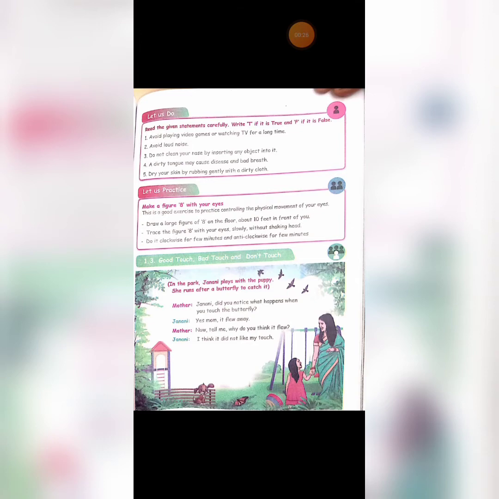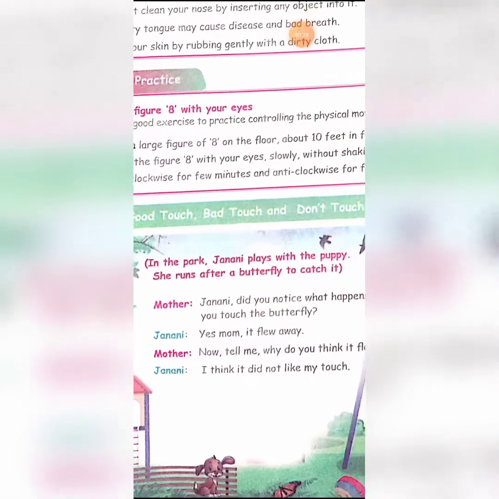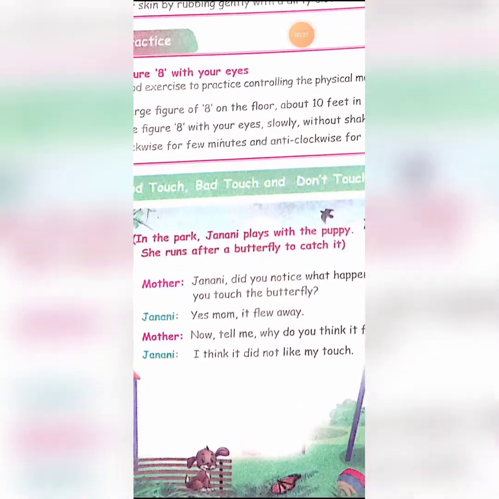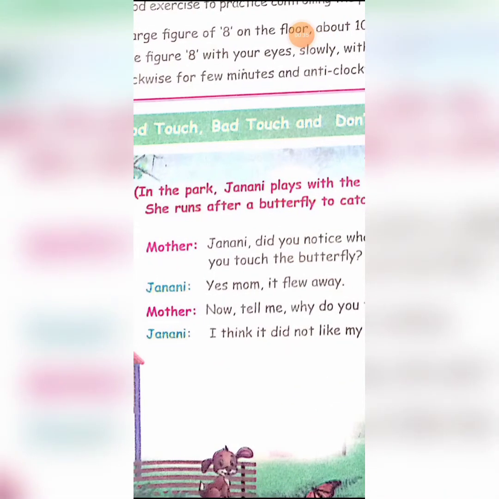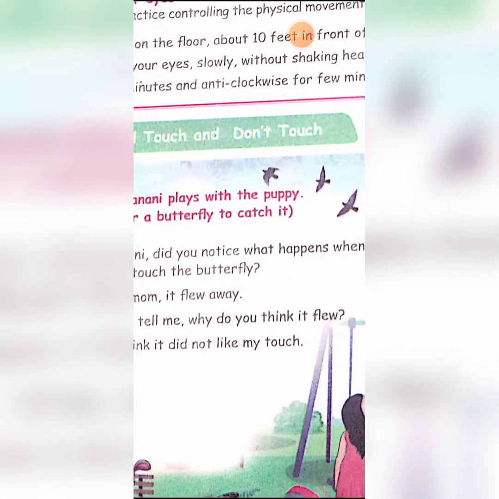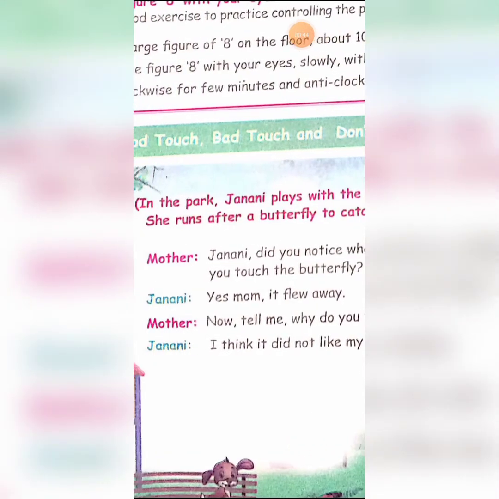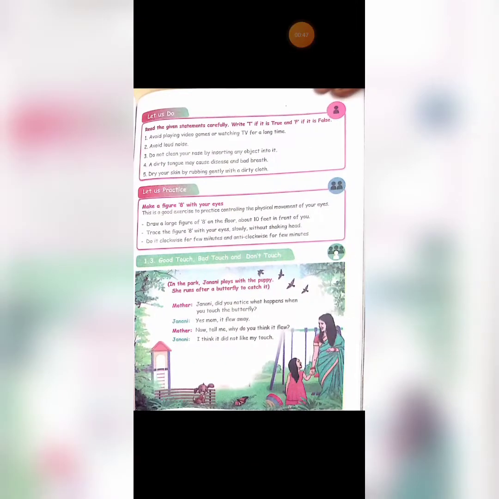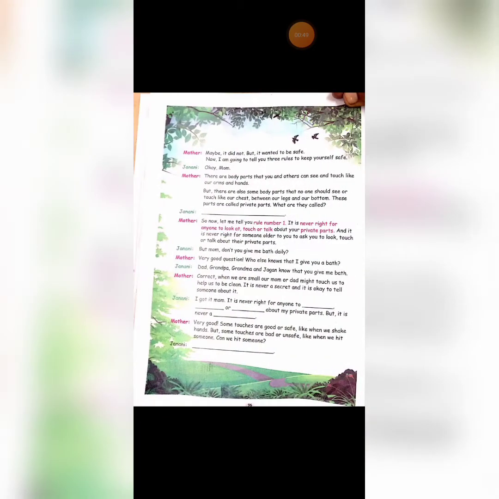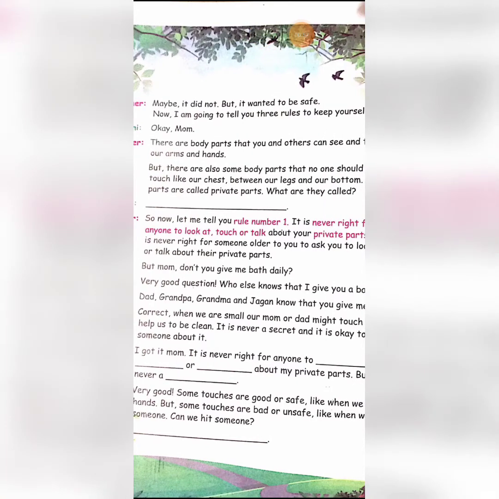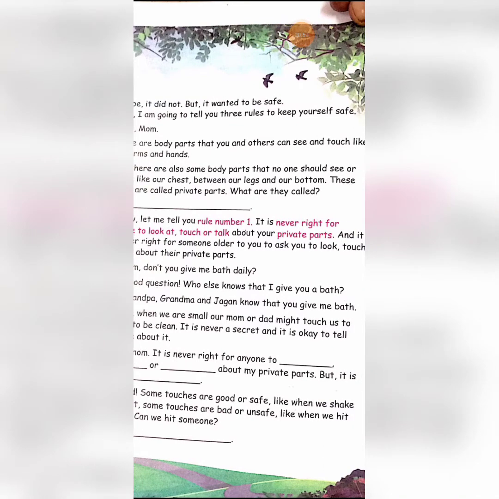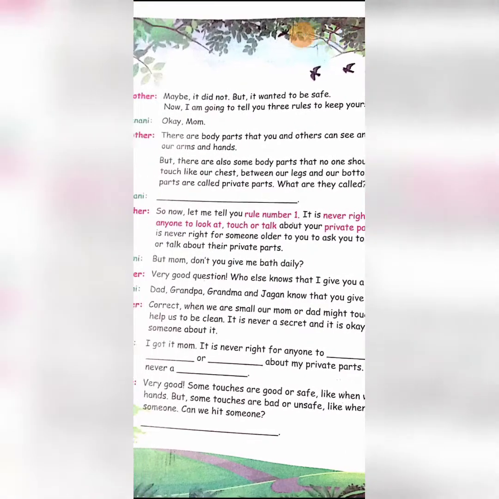In the park, Janani plays with the puppy. She runs after a butterfly to catch it. Mother: Janani, did you notice what happens when you touch the butterfly? Janani: Yes, mom, it flew away. Mother: Now tell me, why do you think it flew? Janani: I think it did not like my touch. Mother: Maybe it did not, but it wanted to be safe. Now I am going to tell you 3 rules to keep yourself safe.